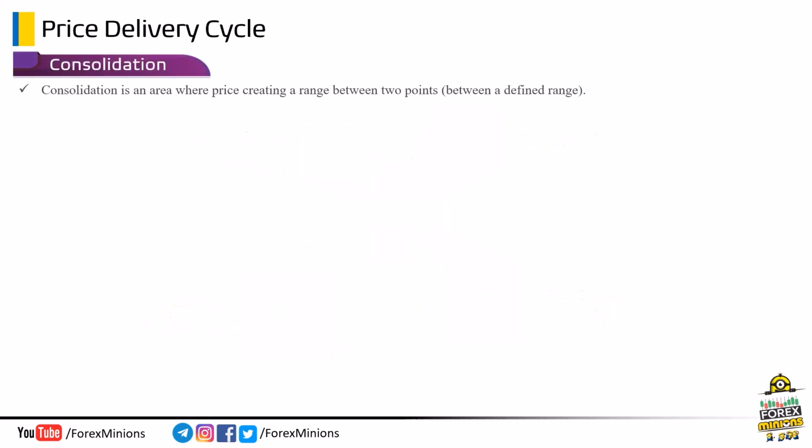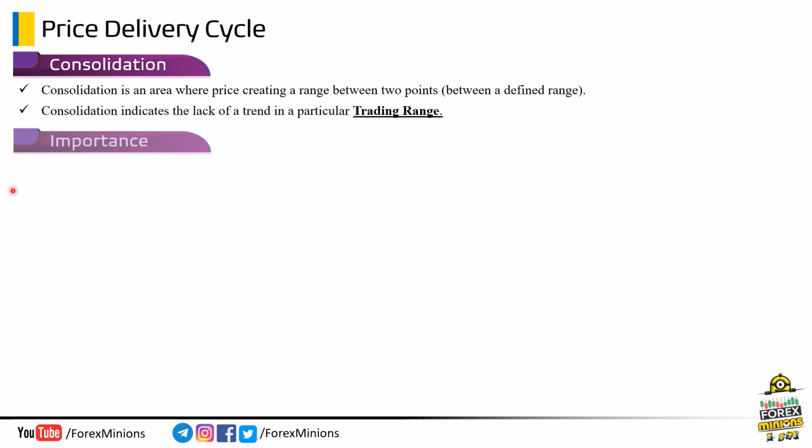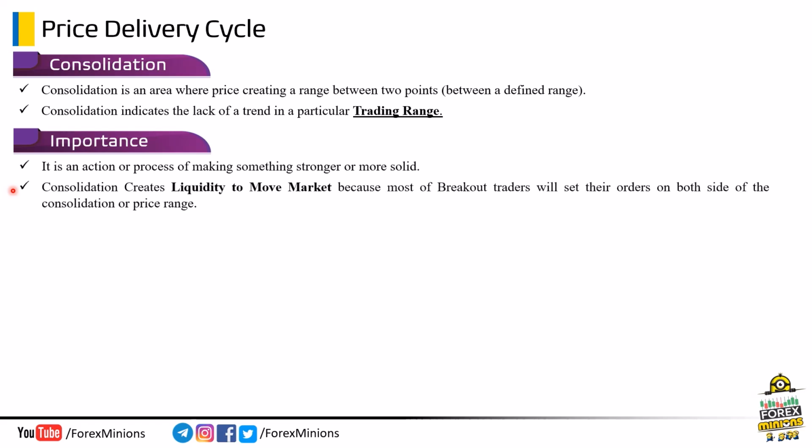Let's start with consolidation. Consolidation is an area where price is moving in a range between 2 points. You can say consolidation is basically a defined range. Consolidation indicates the lack of a trend in a particular trading range. It means there is no clear trend in the consolidation phase. Now the question is, what is the importance of consolidation? Basically, consolidation is a process of making something stronger, but how does this actually benefit us in the Forex market?